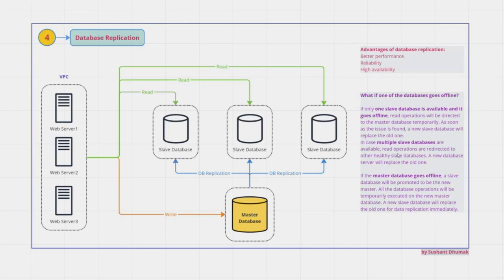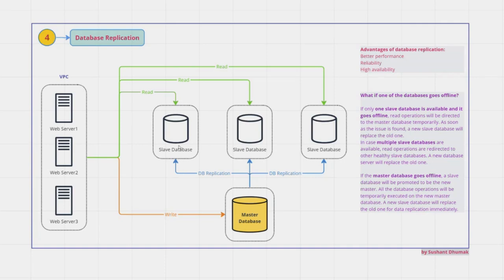But if there are multiple slave databases and one goes down, then the read requests will go to a second slave database. After some time, when the database that went down is restored, read requests will be sent to it again. But then replication will happen between the slave databases. So the replication is needed, and it will be replicated from the master database itself.